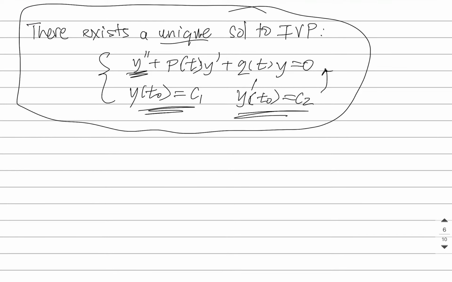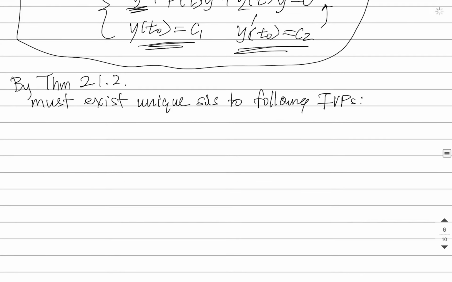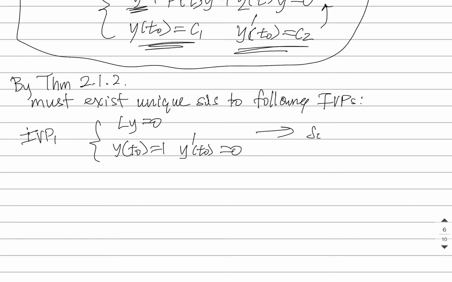By this theorem, 2.1.2, there must exist unique solutions to the following initial value problems. So I'm going to call this one IVP1. Ly is equal to 0, y of t naught is 1, y prime of t naught is 0. And we're going to call this solution y1 of t.